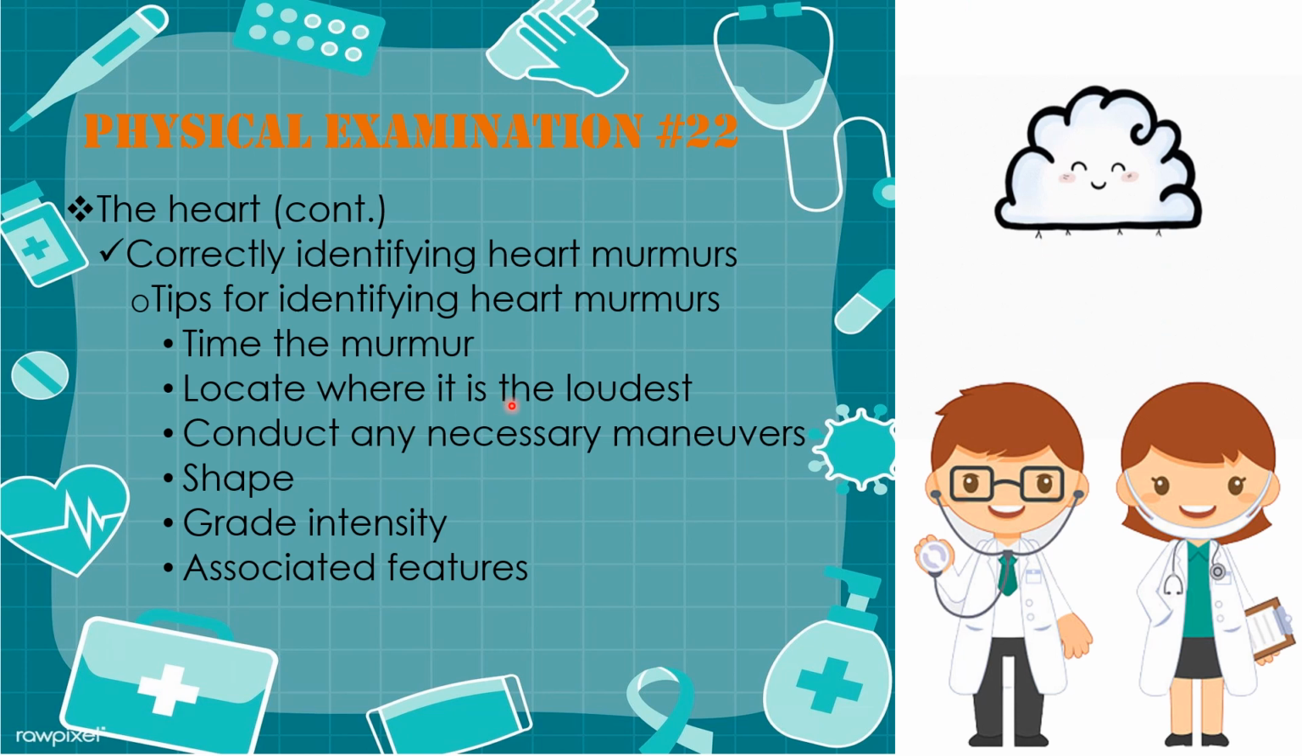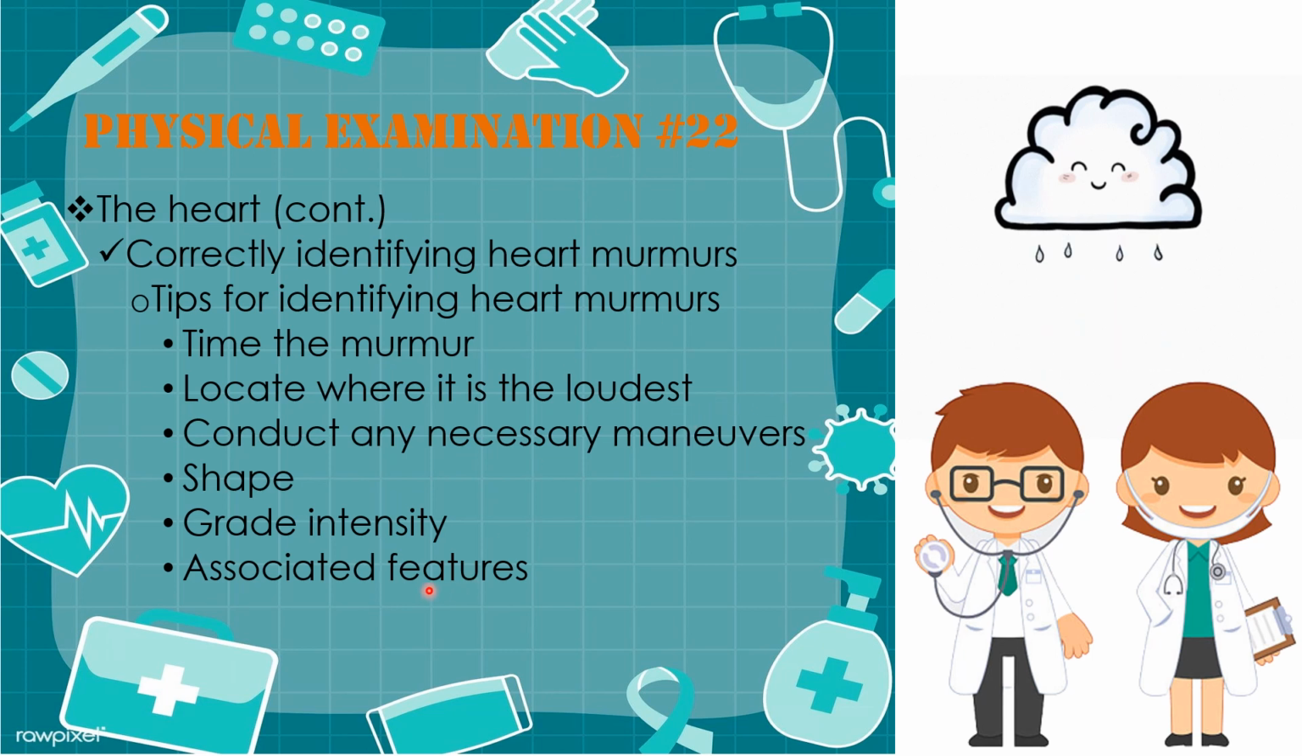Okay, so proceeding, in assessing or doing the physical examination of the heart, make sure to correctly identify heart murmurs. The tips for identifying heart murmurs are the following. Time the murmur. Does it occur in systole or diastole? Locate where it is loudest. Is it at the base, along the sternal border, or at the apex?